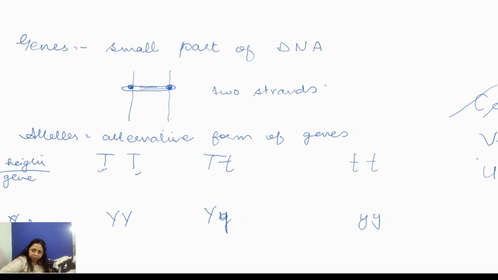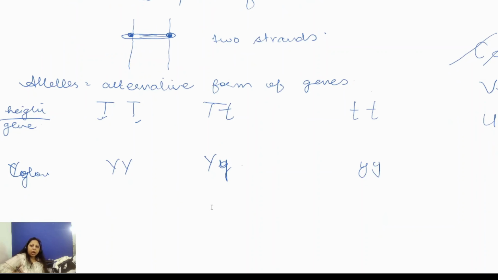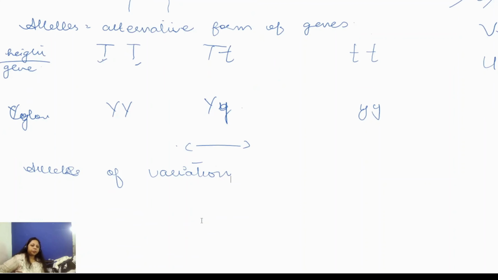Now, let's talk about the alleles of continuous variation and discontinuous variation. In continuous variation, you can have both capital T, you can have one capital T and one small t, you can have both small t, right? So they're different heights.